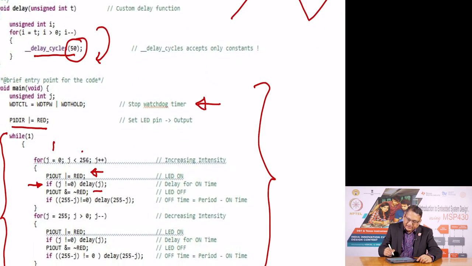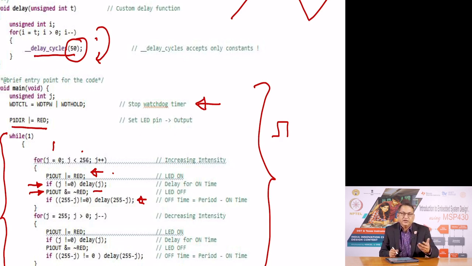So, it is going to turn the LED on for a certain period of time from time t equal to 0 to multiples of this basic time period into the value of j. And so, what you will see is that the LED is on for a certain amount of time, and for the rest of the time, that is 256 minus this count, it is going to keep the LED off. We are turning the LED off here, and then we are delaying for how much time? 256 minus j, and we are going through this loop by changing the value of j from 0 to 255.